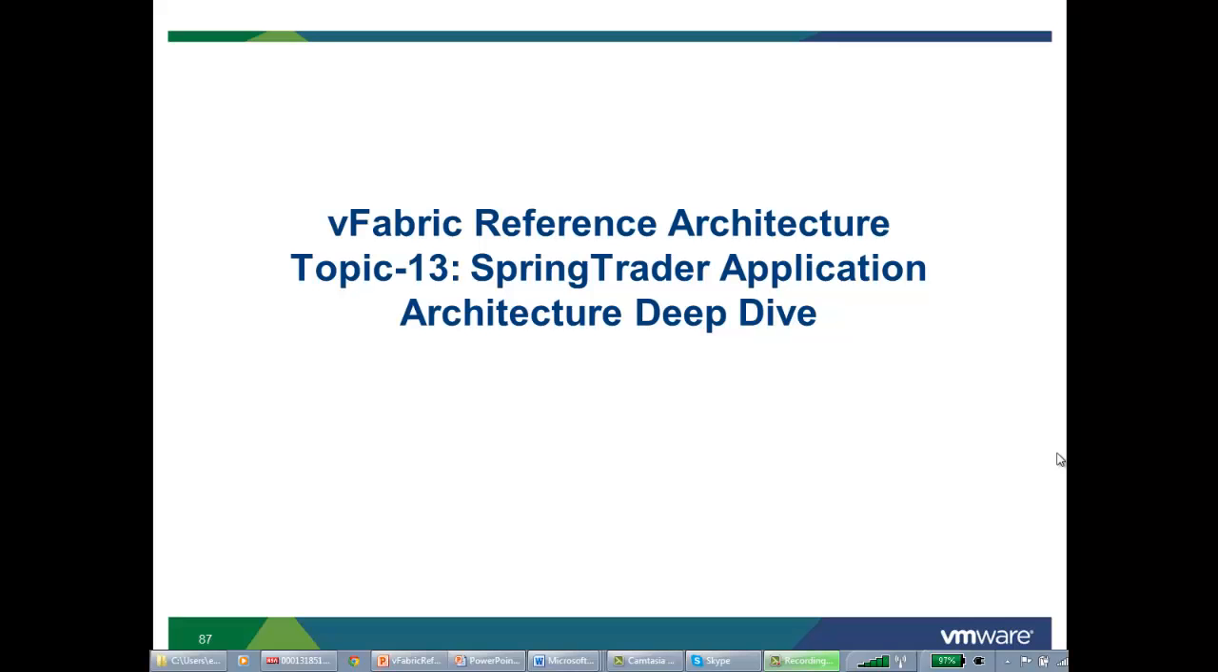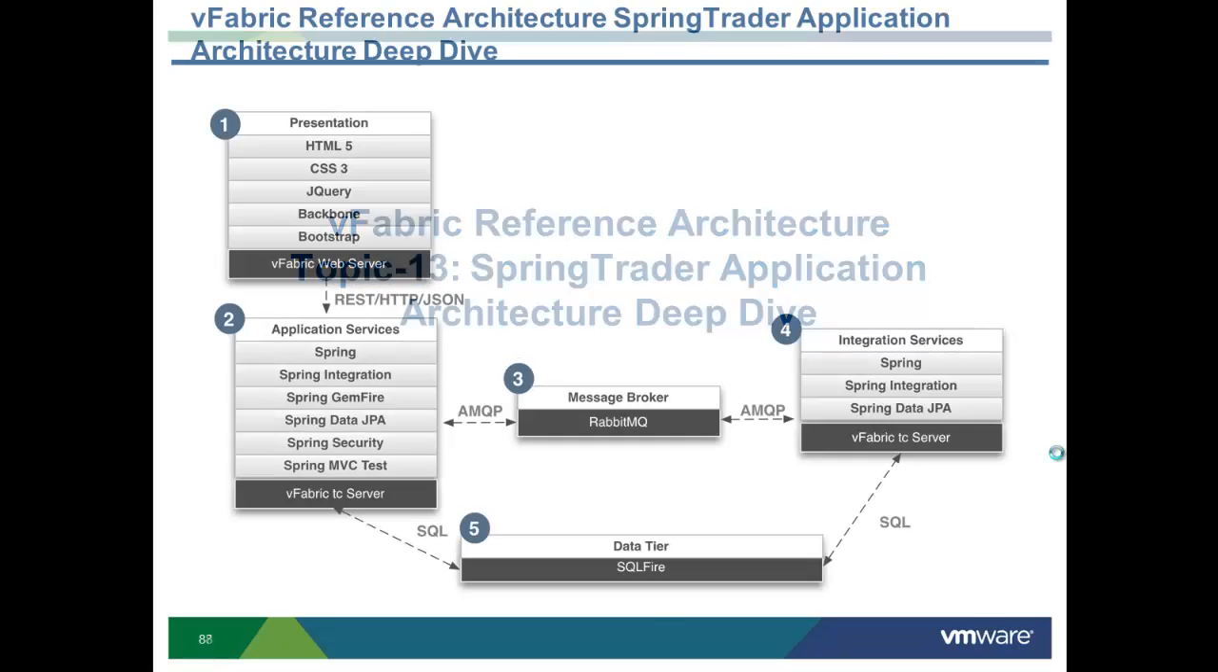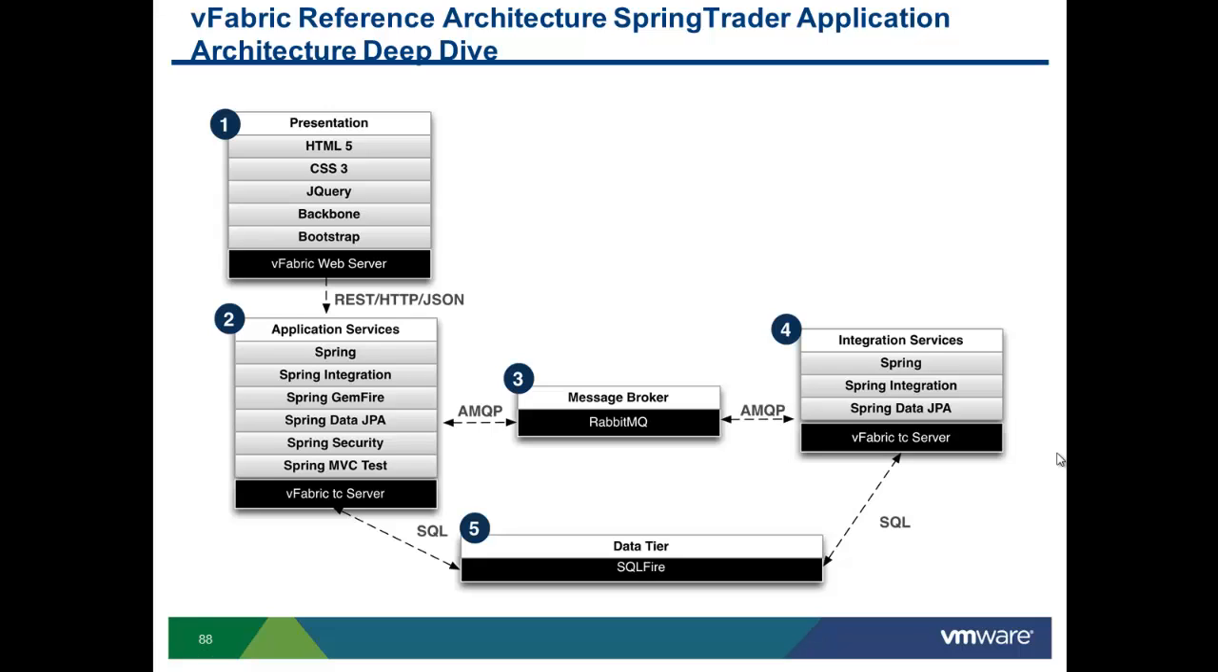vFabric Reference Architecture, Topic 13, SpringTrader Application Architecture Deep Dive. The SpringTrader application is made up of 5 major layers. First, the presentation layer, leveraging HTML5, jQuery, Backbone, and Bootstrap. The second layer is the application services layer. This leverages Spring Integration, Gemfire, Spring Data JPA, Spring Security, and Spring MVC. The application services runs inside TC Server.